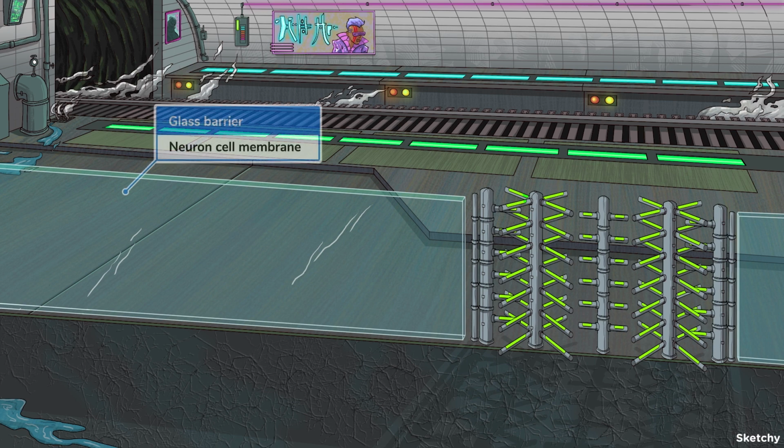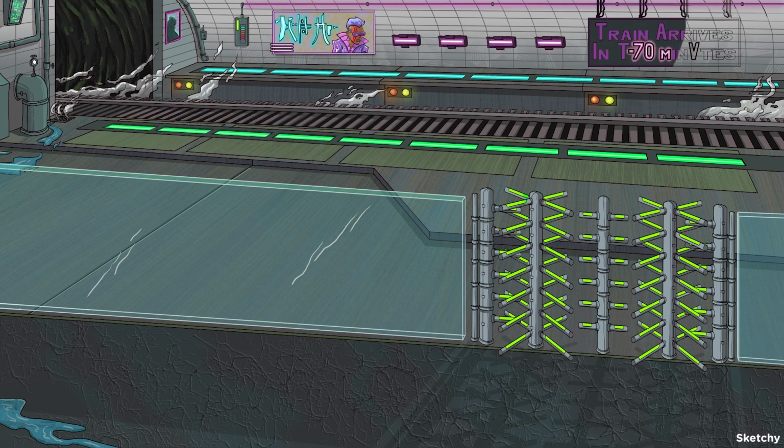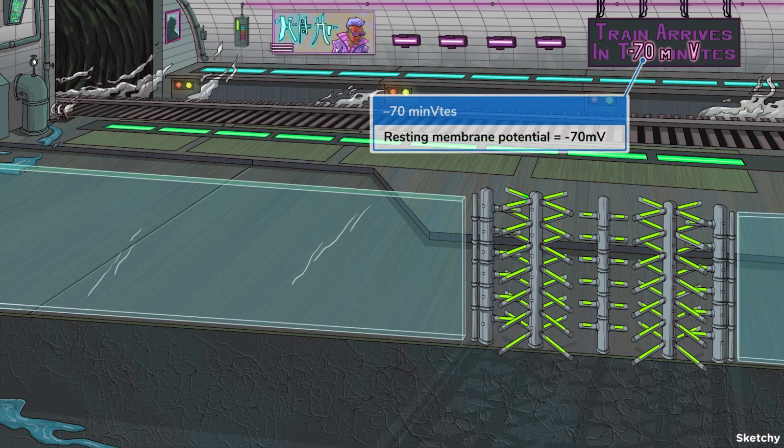This oddly smudge-free barrier represents the neuron cell membrane. Everything inside the station, or on the same side as the track, represents inside a neuron. And everything outside the station barrier represents the extracellular space. For neurons, the resting membrane potential is around -70 millivolts. That explains why this train arrival sign has extra illumination on its -70, M, and V.